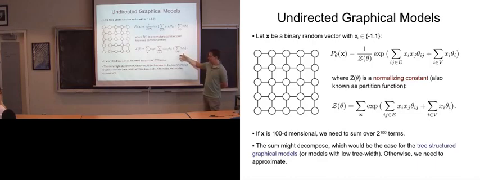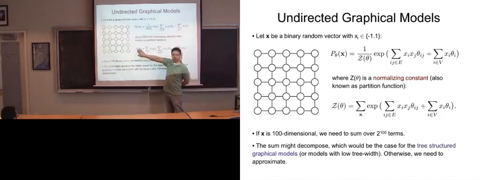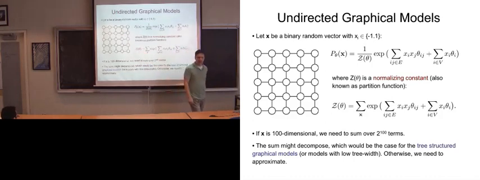Sometimes the sum can actually decompose, and for certain classes of graphical models, like tree-structured graphical models, you can compute the sum efficiently using dynamic programming, but again, these are special cases. In general, you cannot do that, and so you need to approximate. There's a whole class of approximation methods, a whole subfield within machine learning that is effectively trying to say, how can you approximate these partition functions efficiently?